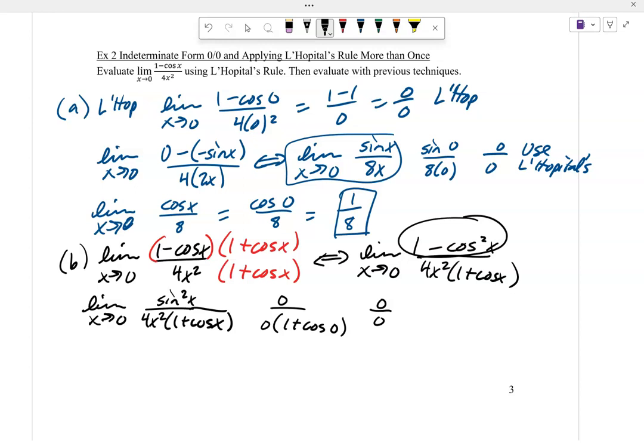Oh, I'm sorry. What am I doing? I'm doing this with an algebraic technique. Scratch that. I don't want to use L'Hopital's here on this one. All right, so we're going to have to be creative with this and do it another way.